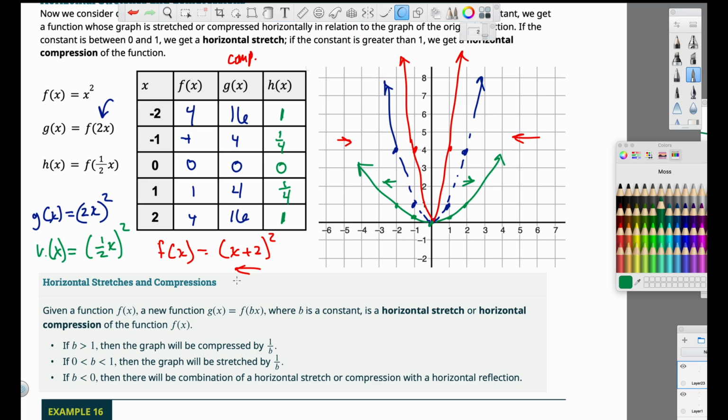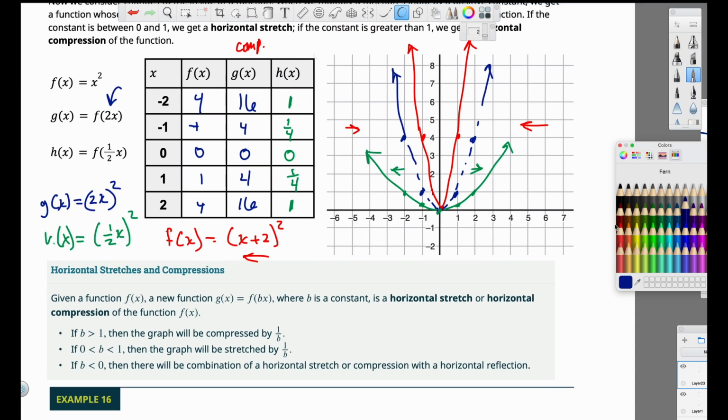So here are our rules. Given a function f of x, a new function g of x equals f of bx, where b is a constant, if b is greater than 1, like it was here when it was 2, it will be compressed by 1 over b. So you see we're taking the reciprocal here. The b is greater than 1 here, so it's 2. It's going to be compressed by 1 over 2. So that means anywhere where we had a point like this right here, it was 2, this is the original, our input would be half of that. So now you see we went to 1. So we took half of that input to get the same output position.